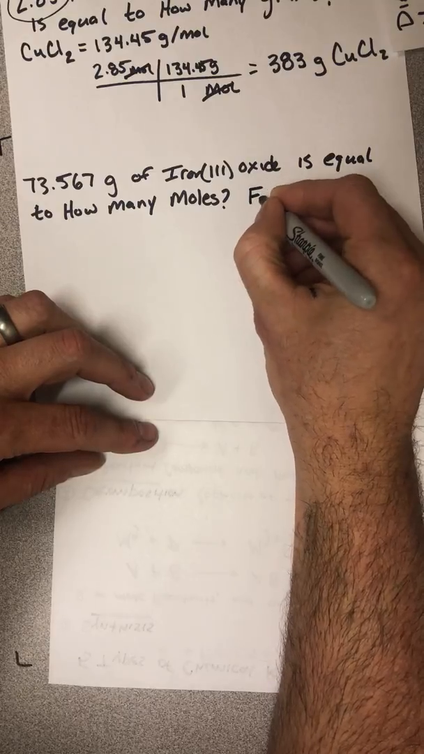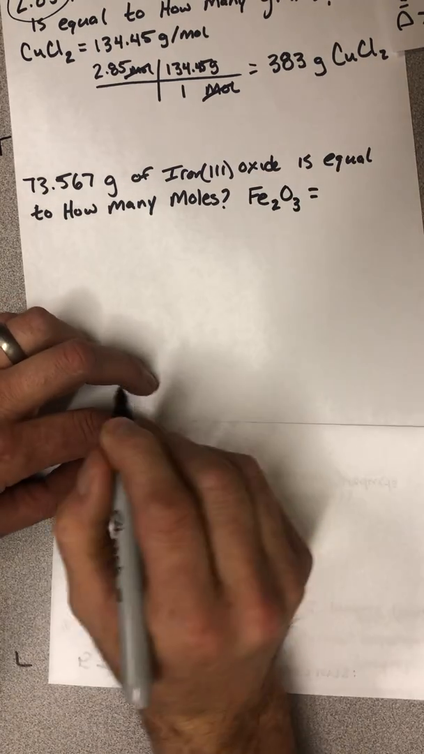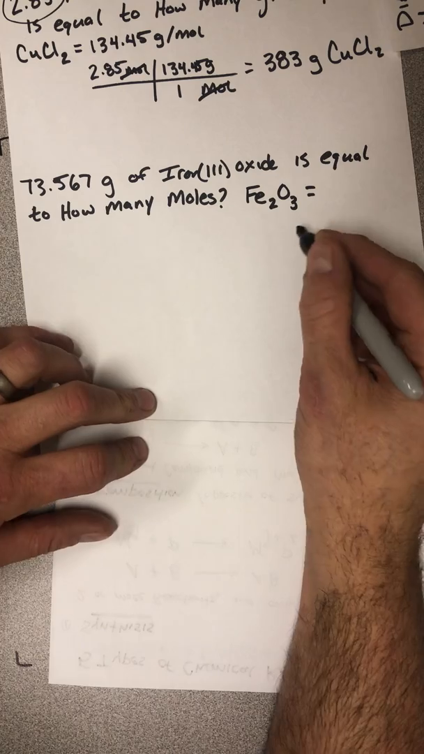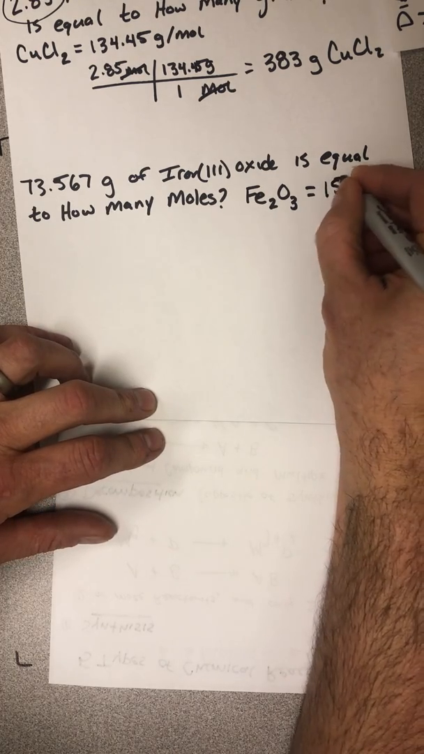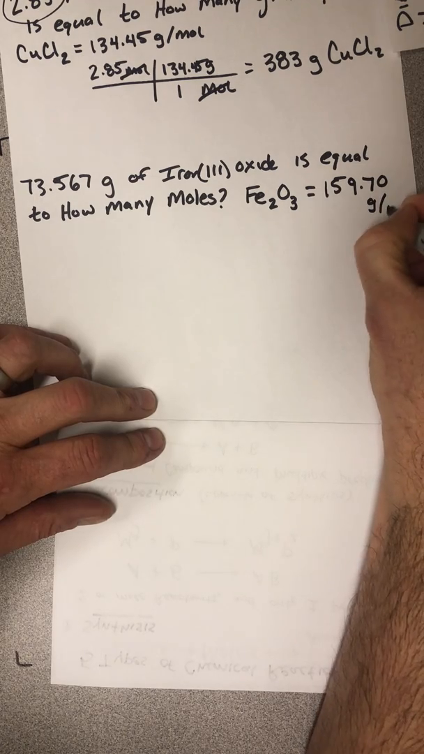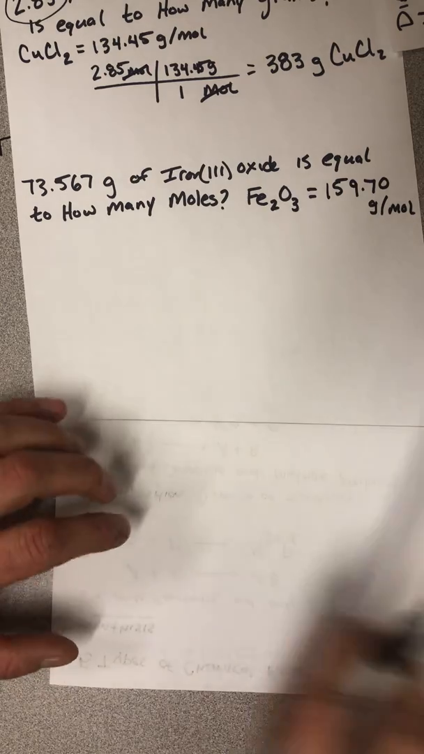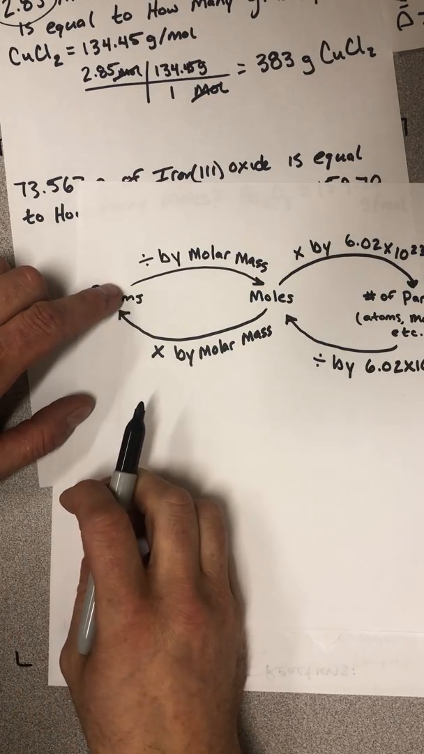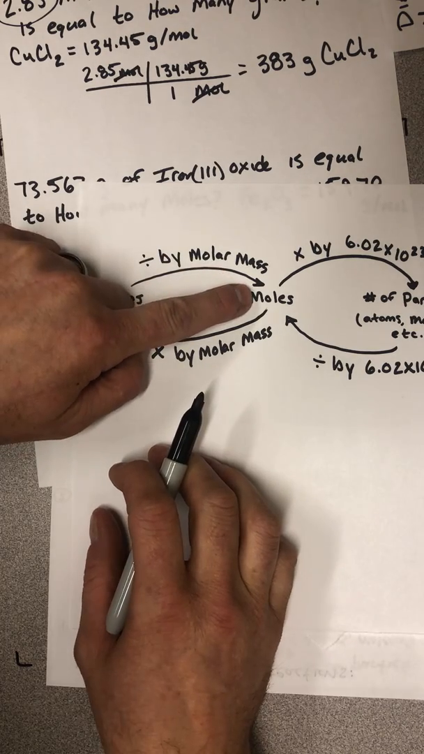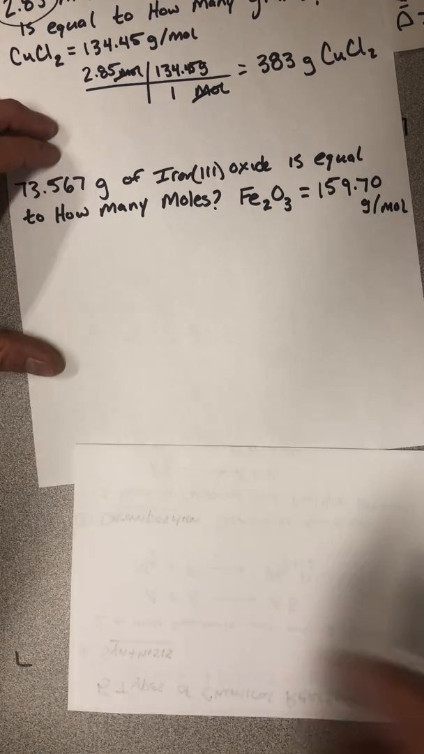That's Fe2O3, and that has got a molar mass. Let's see, 2 irons and 3 oxygens would give you 159.70 grams per mole, right? Okay, now if we start with grams, all we're going to be doing really is dividing the given number of grams by the molar mass we just calculated, and that's going to give us our answer. Set it up with dimensional analysis though, please.